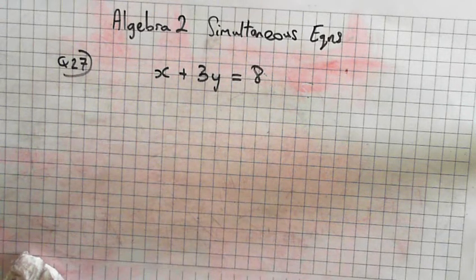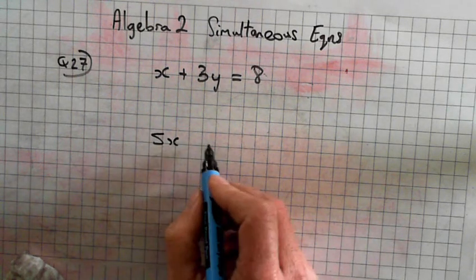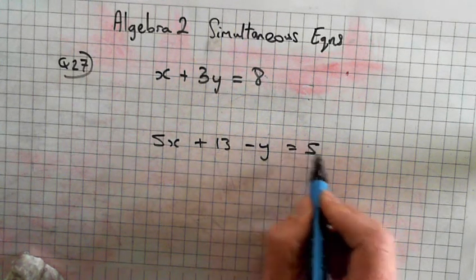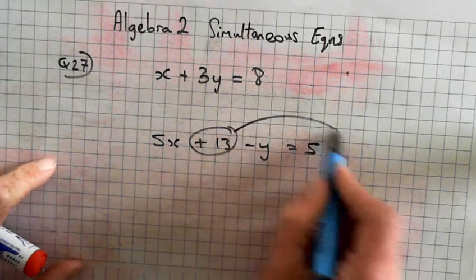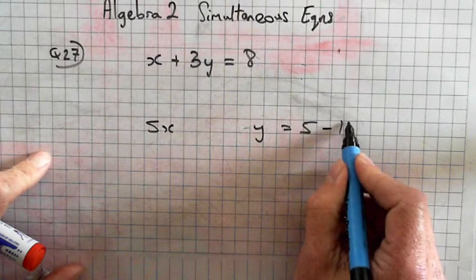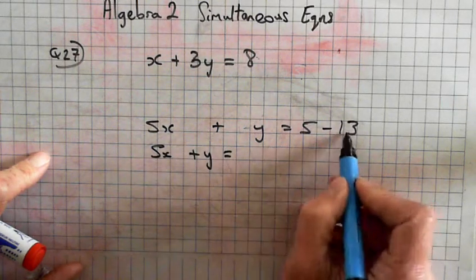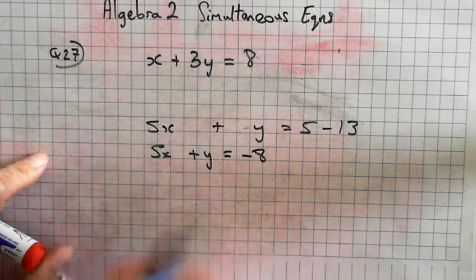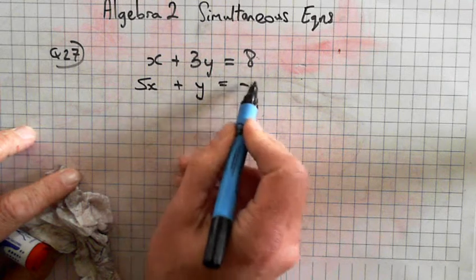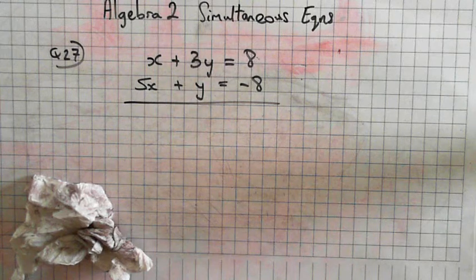That's our first equation. And we'll sort out the second equation. The second equation looks like this: 5x plus 13 minus y is equal to 5. Well, I need to move the 13 across, don't I? And that becomes minus 13. So we have 5x plus y is equal to minus 8. That's the second equation.